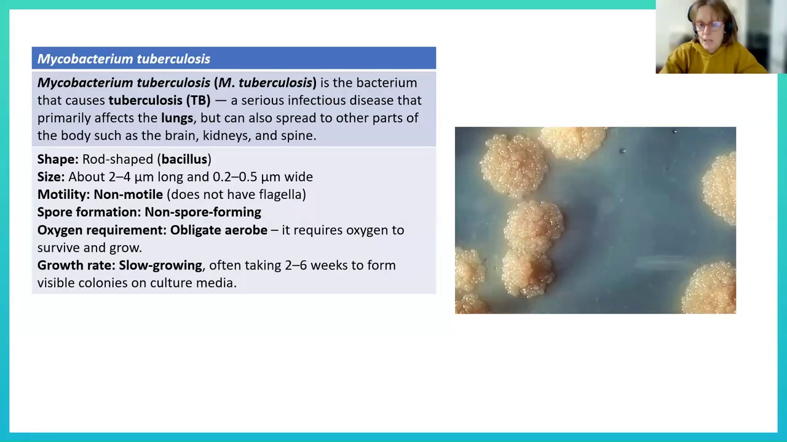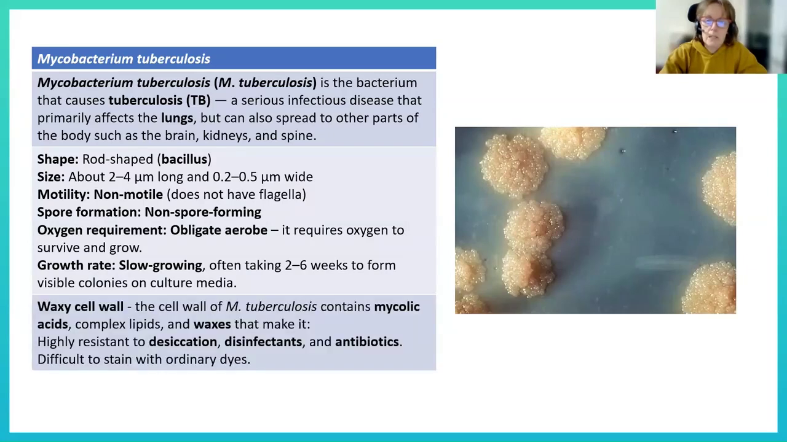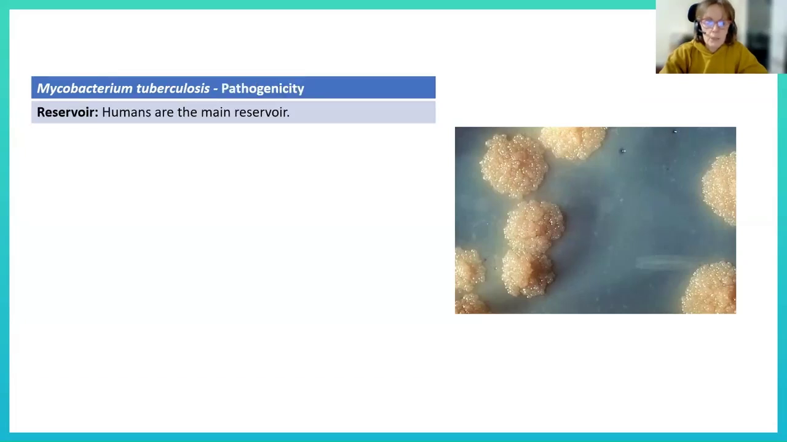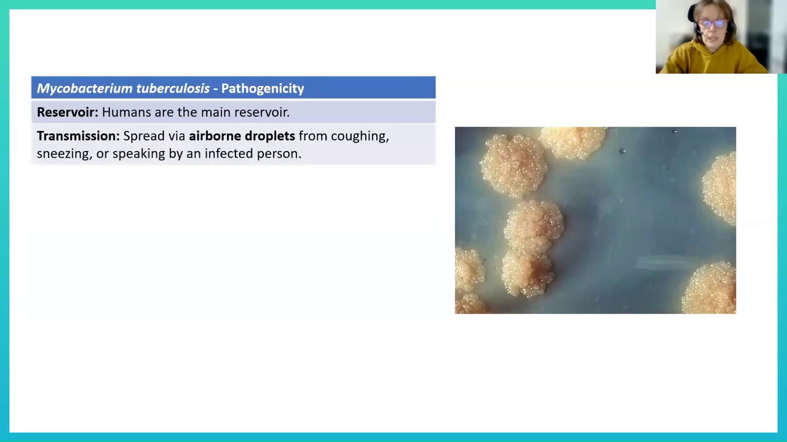So that means it's difficult to diagnose, or it was historically difficult to diagnose, because you get a diagnosis by growing things in the lab. It's got a waxy cell wall, which means it's difficult to treat because it's highly resistant to desiccation or drying out, disinfectants and antibiotics. So it's difficult to treat and it's difficult to kill, essentially. Humans are the main reservoir for this. It is also found in cattle, in deer, in badgers. So cattle are a bit of a problem. They spread it around the wildlife as well.